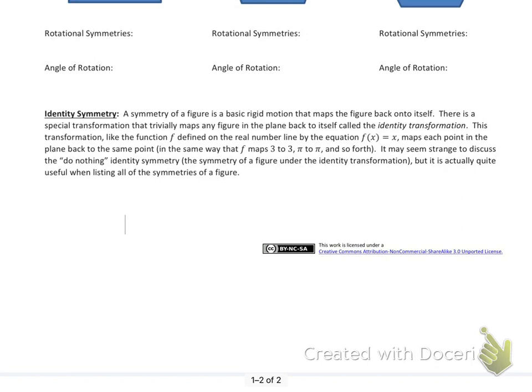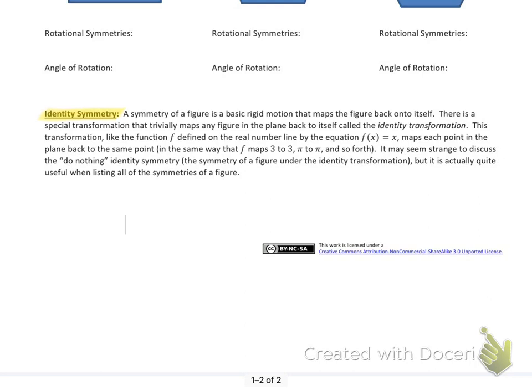Identity. So that is at the bottom right of your page. I don't know what you'll think of this idea, but identity symmetry is basically when you rotate a figure 360 degrees, it's going to land right back where it started, and it's going to be the same figure that you started with. Every figure has identity symmetry. No matter how it's arranged, when you rotate it 360 degrees, it will always map back onto itself.